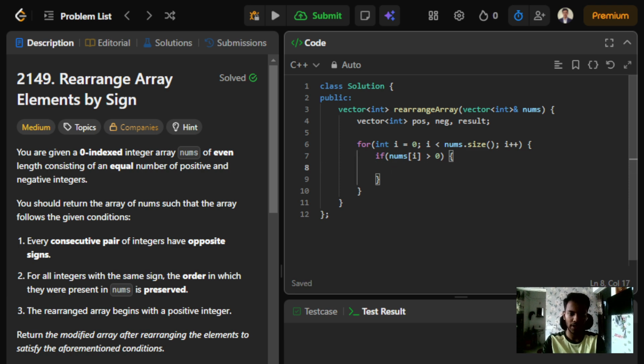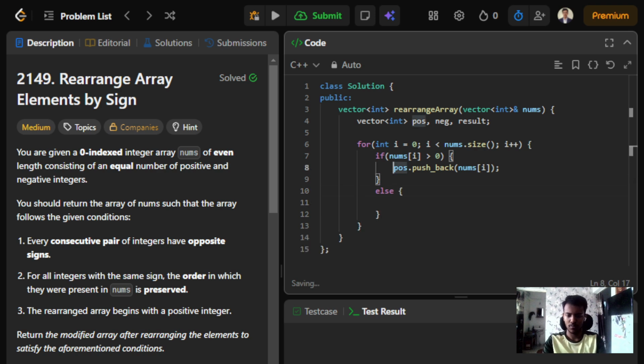we'll push back. How do you write the syntax of pushback? Wait a second. Okay, yeah. The array I want it to go in, push back, what I want to add in, nums of I, right? When it's positive, we push in the positive array, else we push in the negative array, right?